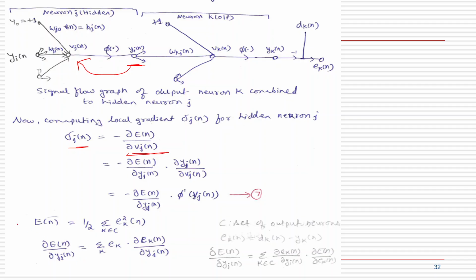And now we will differentiate this with respect to y j of n. Therefore, it becomes the summation running through k, because C here is the set of output neurons, so k will run through all of them, since this hidden node is connected to the output nodes. Here we get the differentiation of e k of n with y j of n, because the 2 will get cancelled, but this differentiation will remain and it will be the summation over all the nodes.